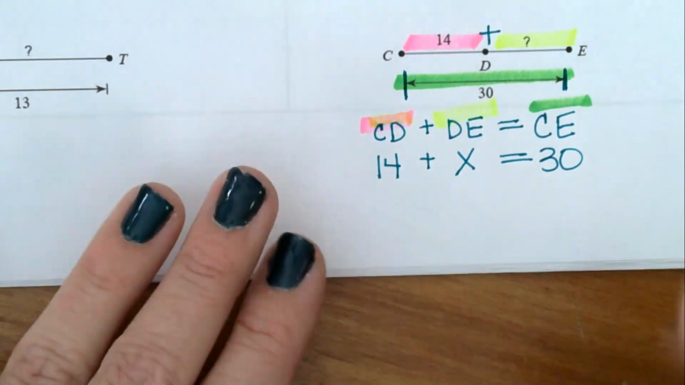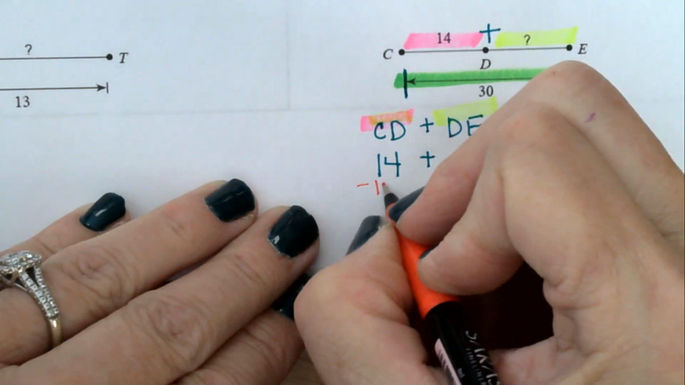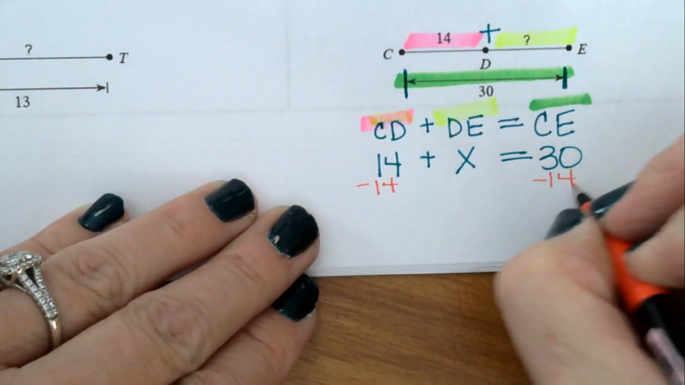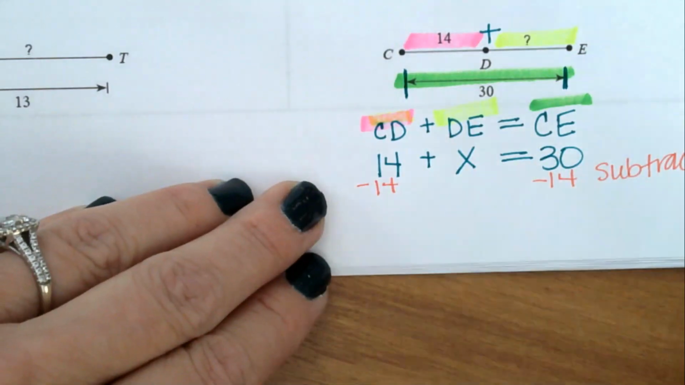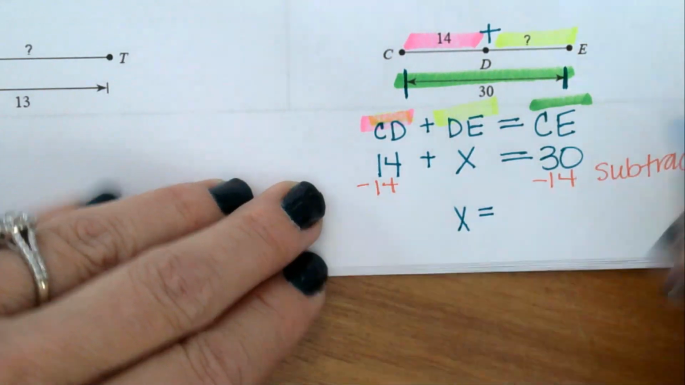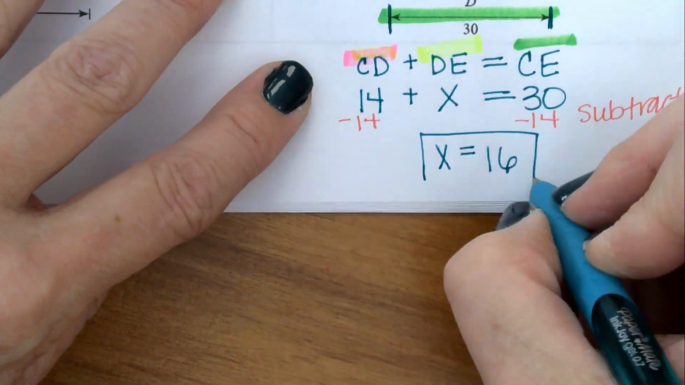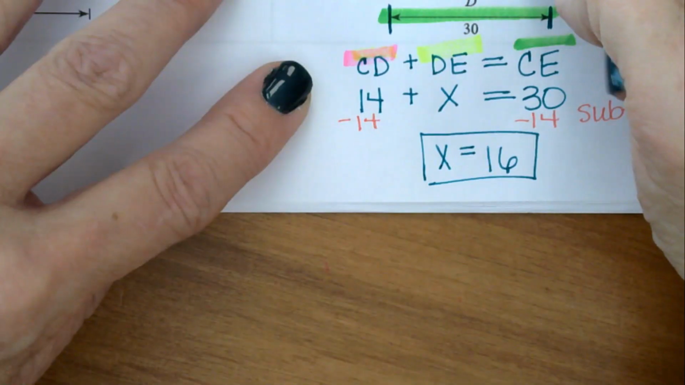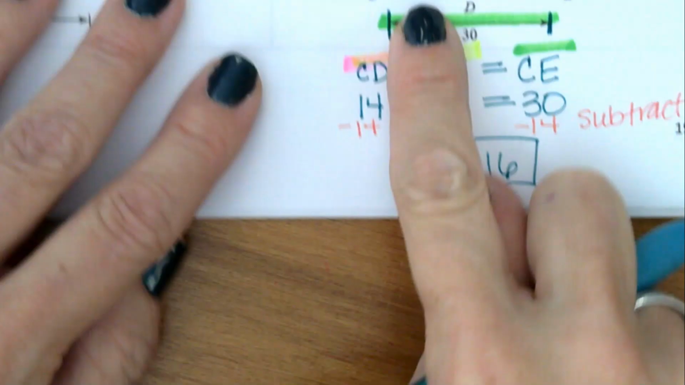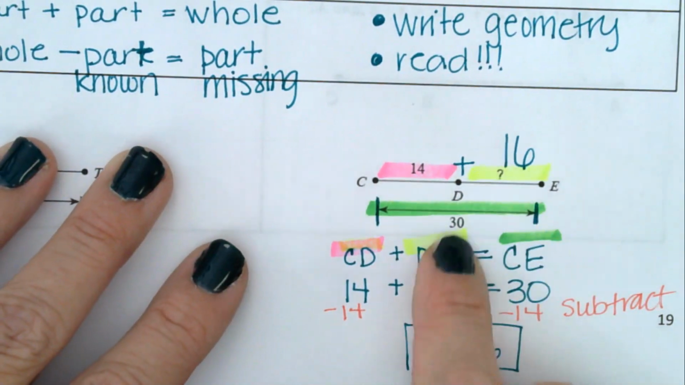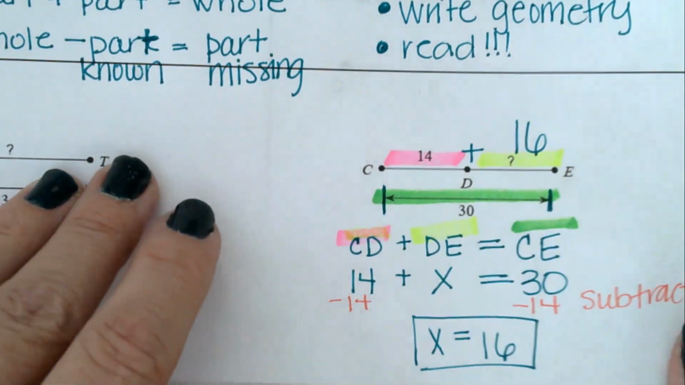What's the opposite of 14? Negative 14. And I'm going to do that on both sides. So I am subtracting. All right. 30, take away 14? 16. So how much is DE? 16. Does 14 plus 16 equal 30? Okay, and you should check it before you move on.